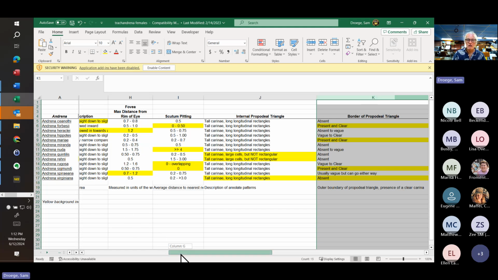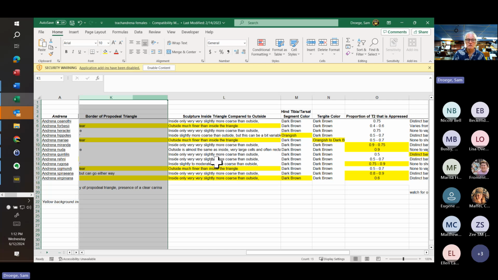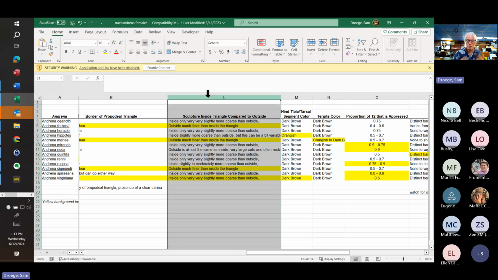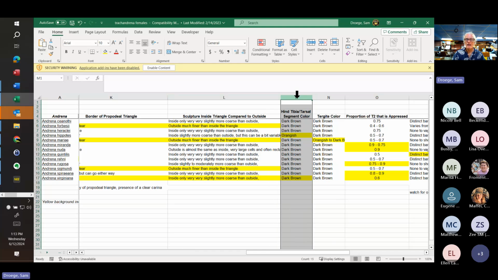And moving on to more and more places. And then the sculpture inside the triangle, so the striations, the raised lines and everything, in comparison to the adjacent area outside the triangle. So sometimes they're very similar, sometimes they're quite different. Again, a lot of these can be hard to judge. So that's why we have many characters.